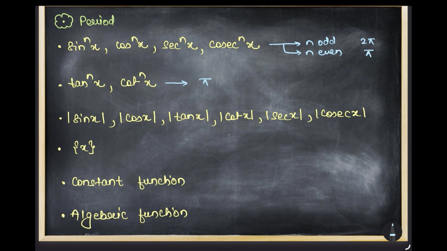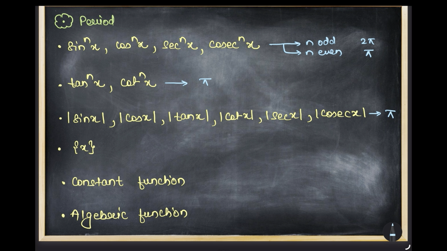If you put a mod on a trigonometric function, you know that mod means only positive. So it will become upper burger only. It is also upper burger only. For all of them it is valid. This will become pi, this will become pi. So if a trigonometric function is written inside the modulus function, its period would become pi.